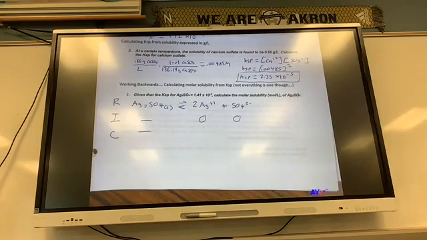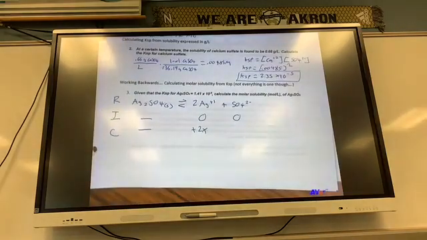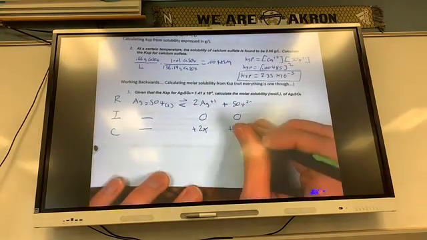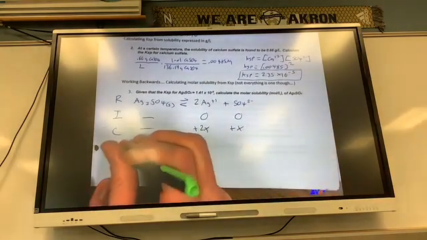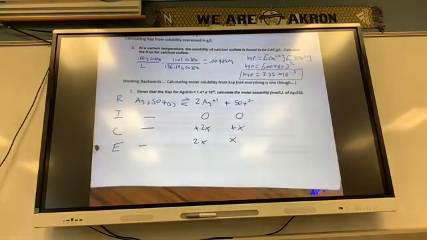Not 1/2. First of all, it's going to be plus or minus. I'm making products, so it has to be plus 2x. Plus 2x because of the coefficient of 2. And the other one's just going to be plus what? Plus x. So the E, the change part, is going to be 2x and x.